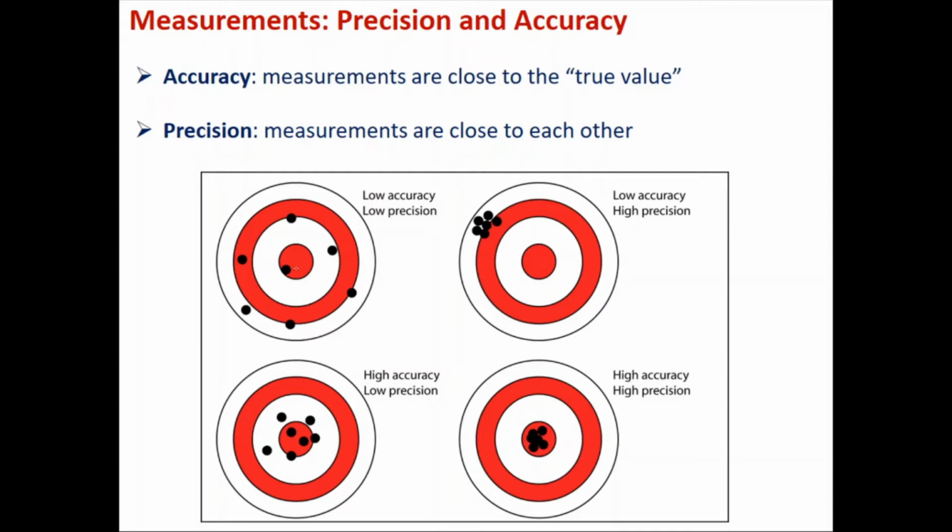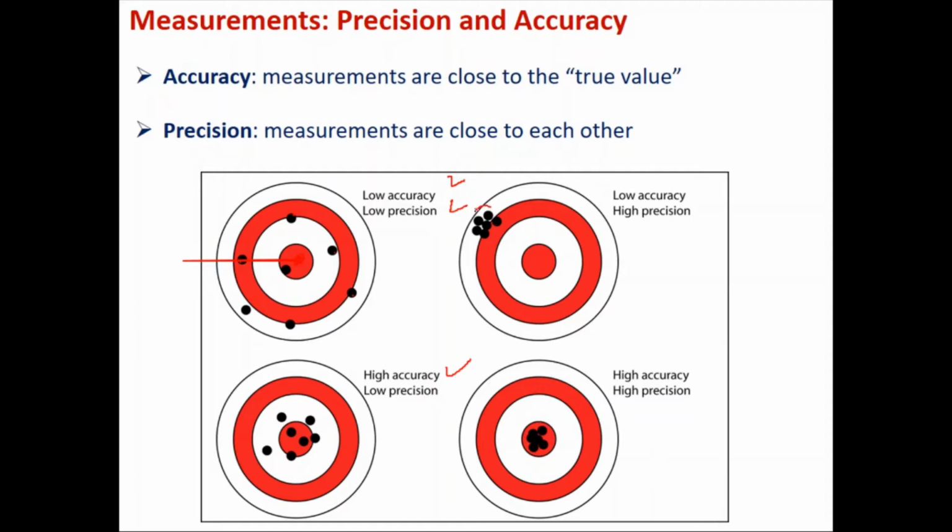So here is the accurate value, for example. If this is the accurate value at the center, and these are your measurements, in this case they are very far away from each other and they are not at the center. It means that there is low accuracy and low precision. But let's look at this one, for example. These are close to the center, so there is a little bit of accuracy here. Here we have accuracy, but we have low precision. These marks are close to the center, but they are away from each other. There is low precision.